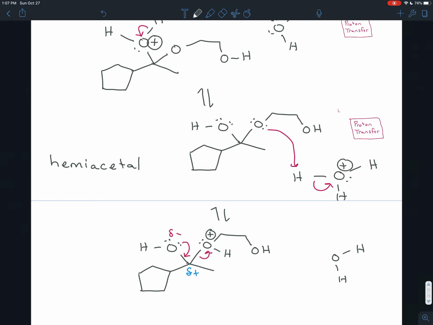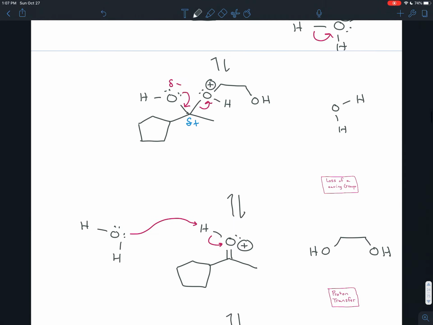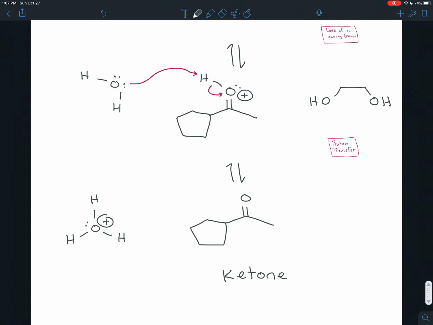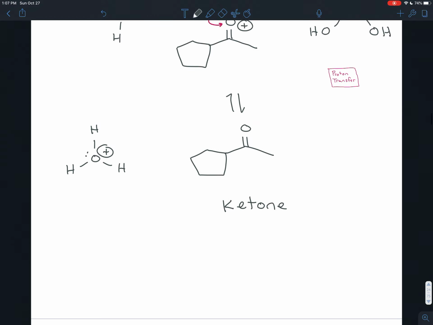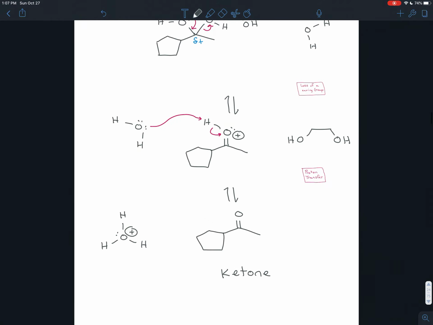You want to kick the other ethoxide off, the other ether off. So first you have to turn it into a good leaving group. You do that with a proton transfer. Once it's a good leaving group, it gets kicked off, so loss of a leaving group. And then you basically have your ketone. You just have to stabilize it with a proton transfer, and you finally get your product.